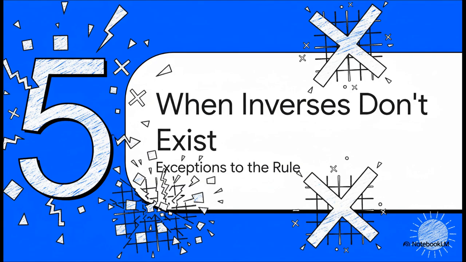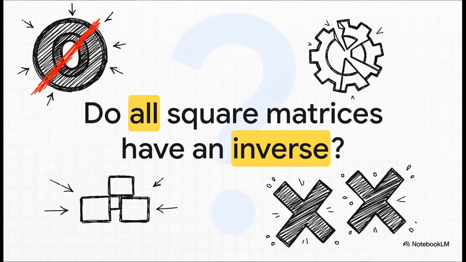But what about the exceptions? The matrices that just break the rules? Turns out, this whole process doesn't work for every single matrix. Yeah, do they all have an inverse? The answer is a hard no. It's kind of like how the number 0 doesn't have a multiplicative inverse, right? You can't divide by 0. Well, some matrices are the 0 of the matrix world, and there are two big reasons a matrix might not have an inverse.